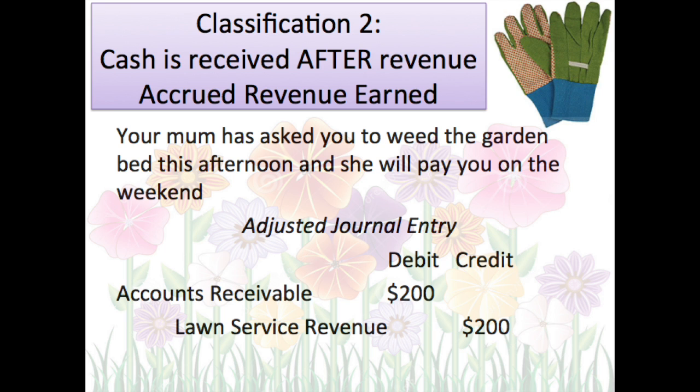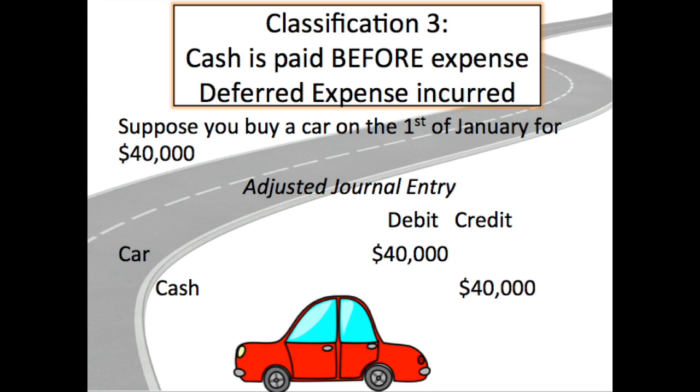You debit accounts receivable, as you are still yet to receive the $200, and you credit the gardening service revenue of $200 as you're accounting for the service you have done. Classification 3. Cash is paid before the expense.